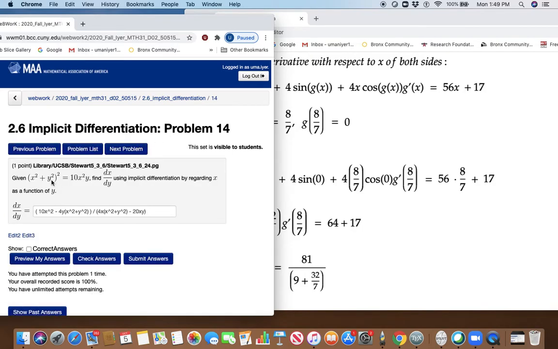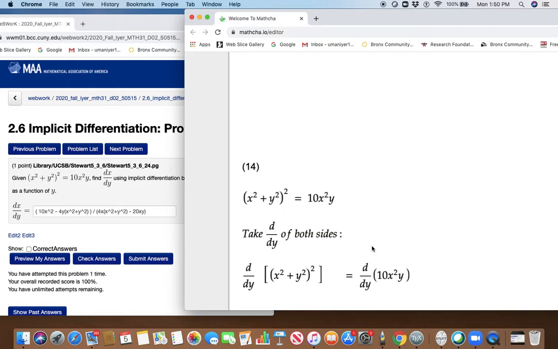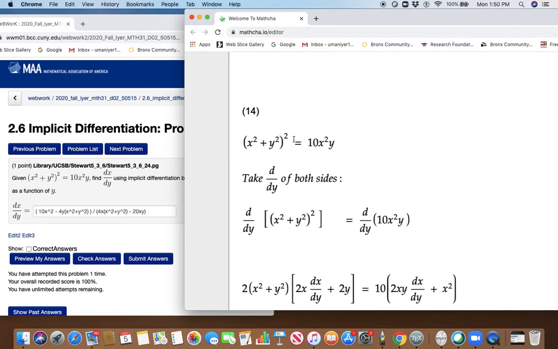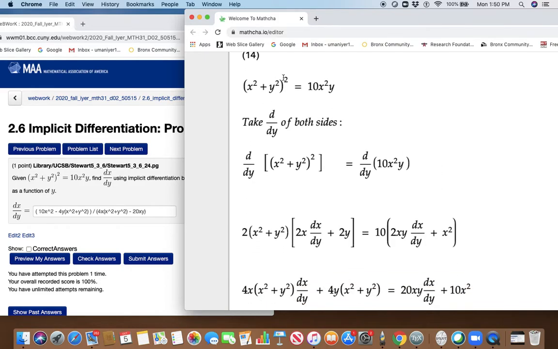Next problem. Given this relation, find dx over dy. Notice it is dx over dy; in other words, I am taking derivative with respect to y. So you have to think of y as an independent variable, so derivative with respect to y of both sides. This is power rule followed by chain: 2 comes down, power reduces by 1, and then you go in. Remember, I'm taking derivative with respect to y.